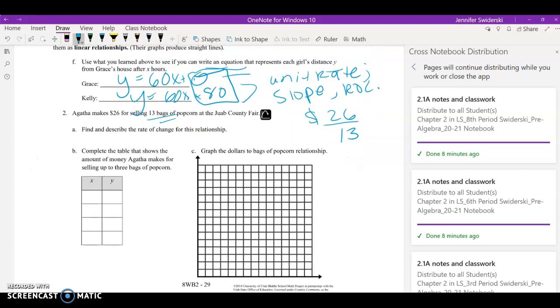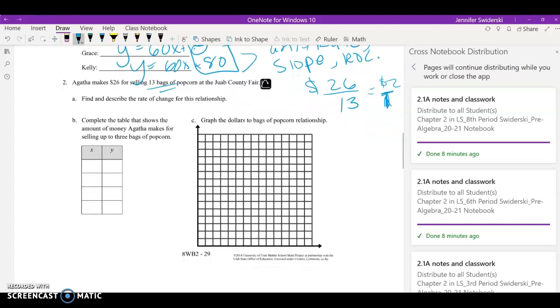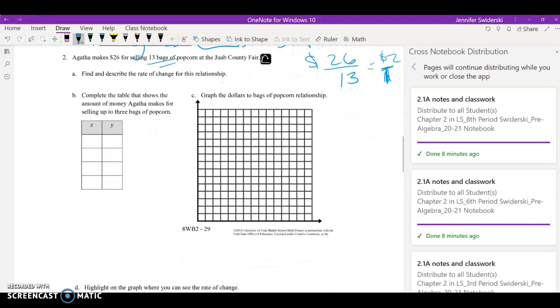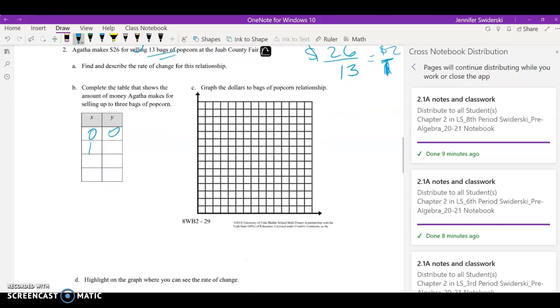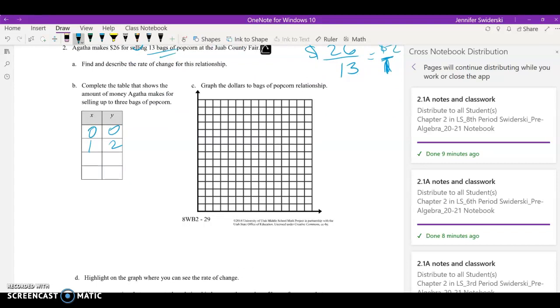Find and describe the rate of change of this relationship. Well, if I divide 26 by 13 to get 1 bag of popcorn, how much would it cost? Well, $2. Complete the table that shows the amount of money Agatha makes for selling up to 3 bags of popcorn. Well, if Agatha doesn't sell any popcorn, she makes $0. If Agatha sells 1 bag of popcorn, she makes $2. If Agatha sells 2 bags, she makes 4, and 3 bags, she makes 6. So this might be bags and then money.